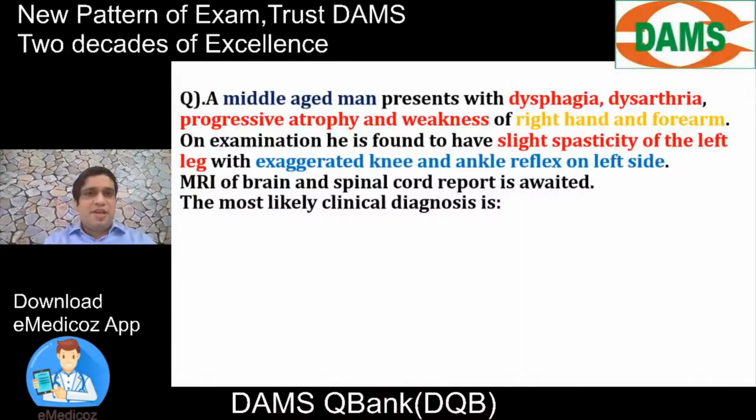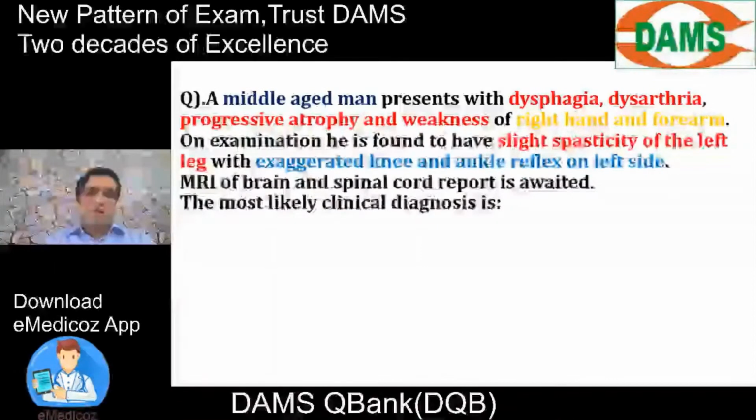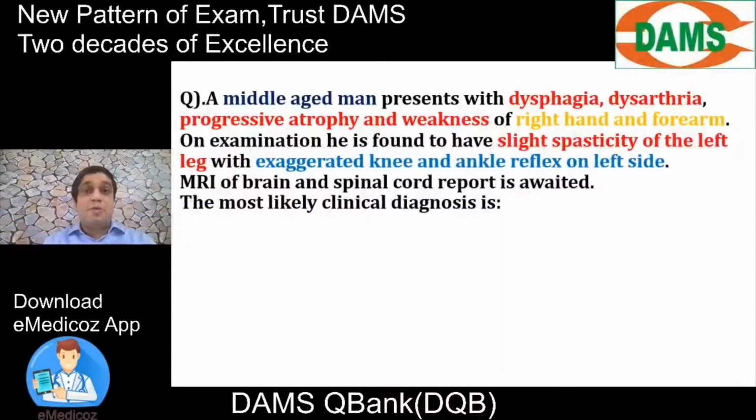Now, atrophy as a sign is a sign of LMN paralysis. So the right upper limb of the patient suffers with LMN paralysis. On the other spectrum, the left lower limb of the patient shows spasticity with hyperreflexia. The knee and the ankle jerk seem to be exaggerated on the left lower limb. So the left lower limb of the patient happens to be in a phase of UMN paralysis.